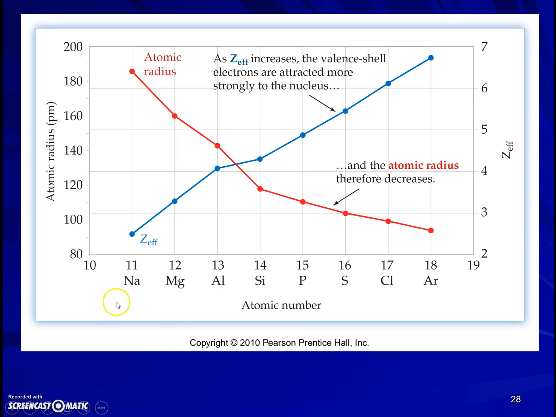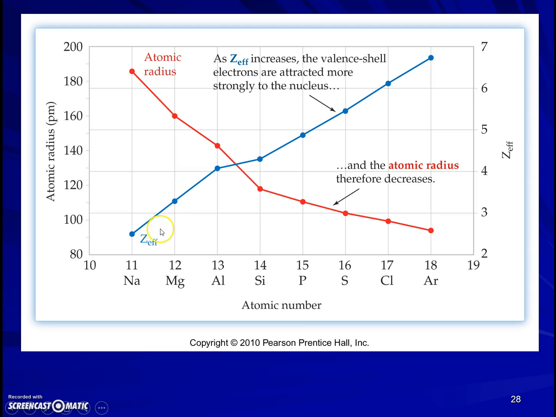Now, way back in chapters 1 and 2, we learned that what we characterize as capital Z is the atomic number. And so what we've got here is a plot of Z versus atomic radius, and that's what the red curve is, and a plot of Z versus Z effective. This gets back to this idea I mentioned earlier of shielding. Sodium has 11 protons, but the outer electron can only feel about 2.5 protons worth of pull because all of the other electrons, the other 10 electrons, are in the way.